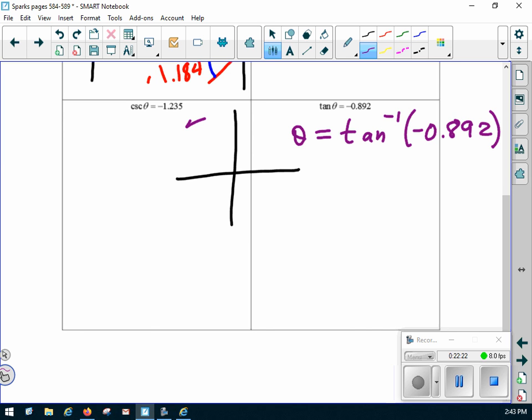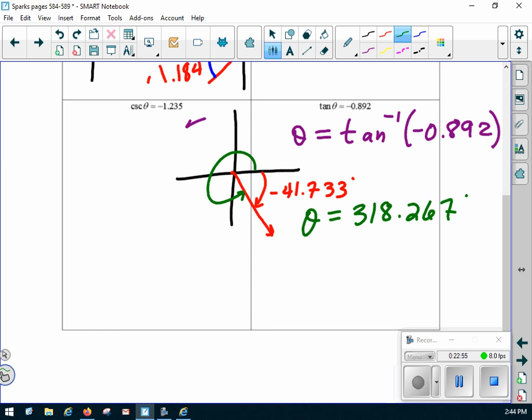What quadrant is negative 41 degrees in? That's in the fourth quadrant, but does it have a name that I'm happy with? No, that's negative 41.733 degrees. I need that angle. And you're getting that by doing what? Adding 360. So theta is 318.267 degrees.